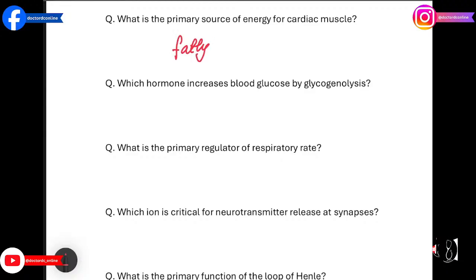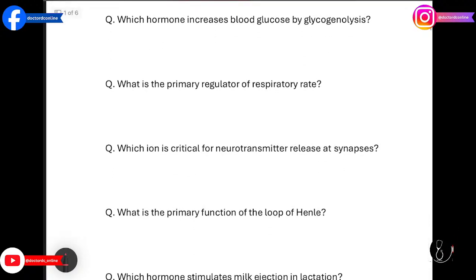And the answer is fatty acids, because the heart preferentially uses fatty acids via beta oxidation for ATP production. The next question is, which hormone increases blood glucose by gluconeogenesis? And the answer is epinephrine, because it stimulates liver glycogen breakdown, releasing glucose during stress.